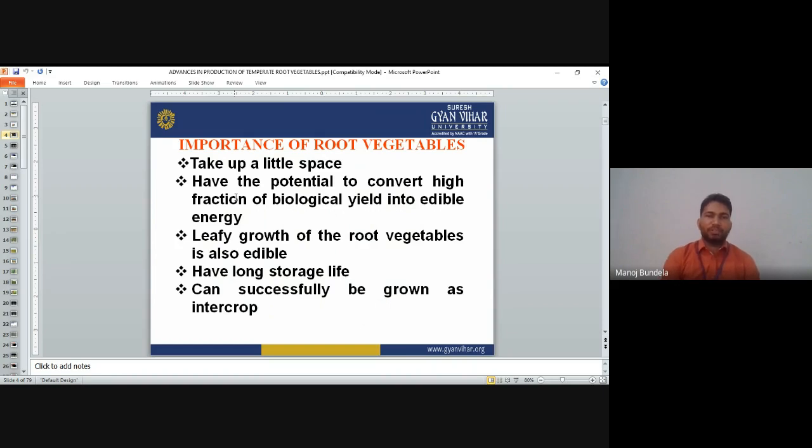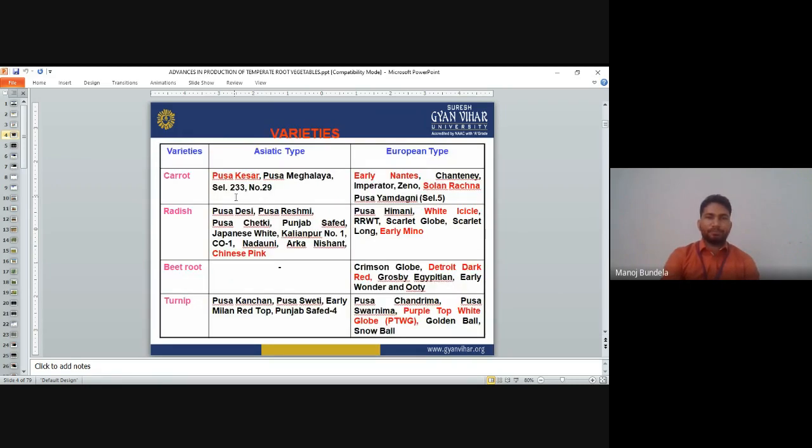Importance of root vegetables: they take up little space and have the potential to convert a high fraction of biological yield into edible energy. The leaf growth of the root vegetables is also edible; leaves can also be used for edible purposes. They have a long storage life and can be successfully grown as an intercrop.